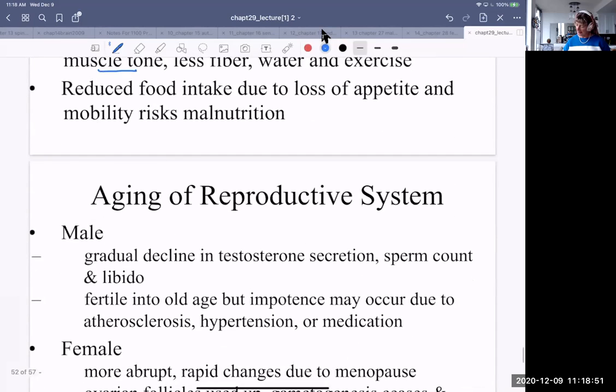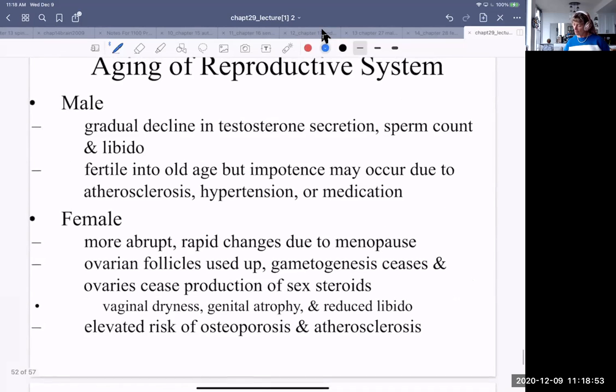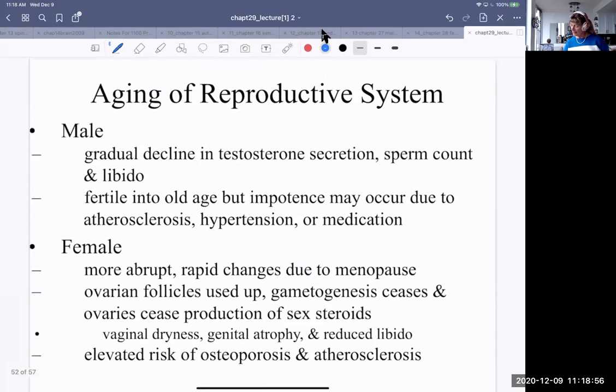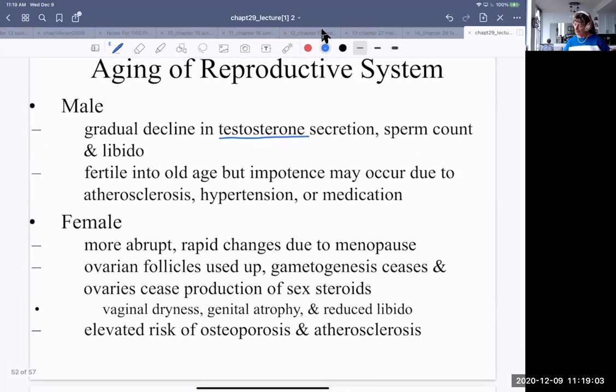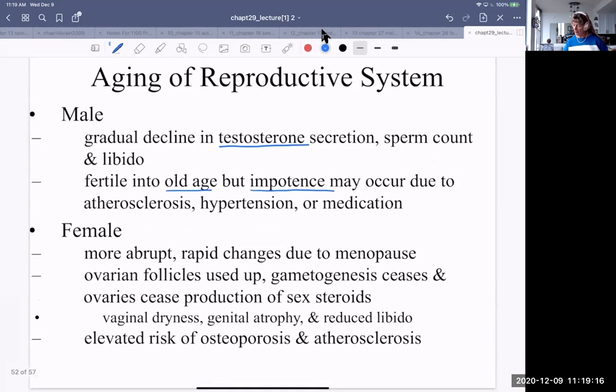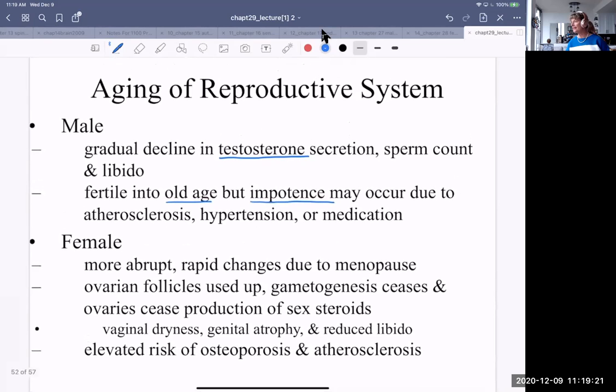And reduced food intake is due to loss of appetite and mobility, risks malnutrition. The reproductive system ages in both the male and the female due to loss of hormones. So there's less testosterone secretion in males, so the sperm count and libido decline. An individual can be fertile in old age, but impotence may occur. That's due to atherosclerosis or hypertension or medication. So that is erectile dysfunction, is impotence. But fertility can remain quite high. It's quite interesting. Charlie Chaplin, I think he had a child at 73.